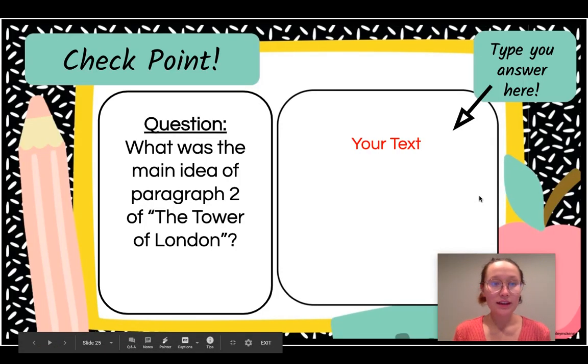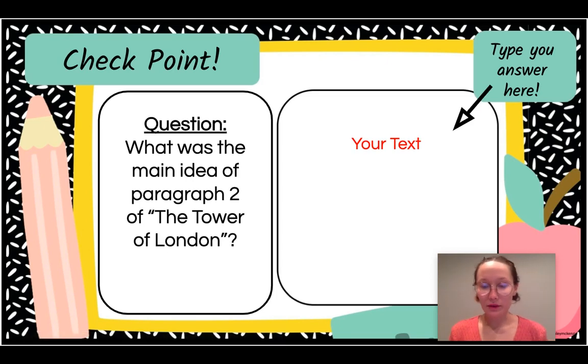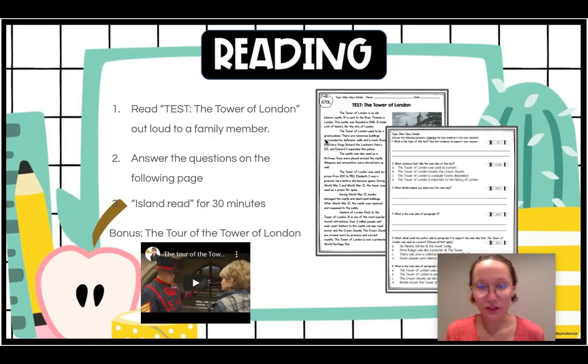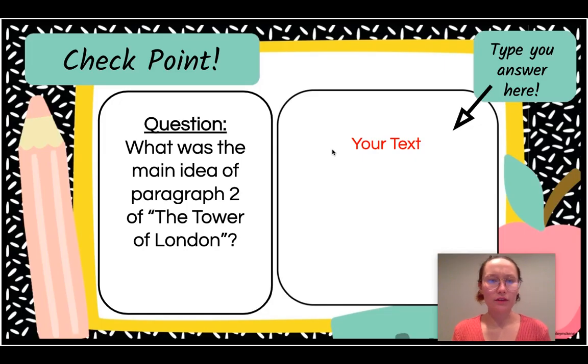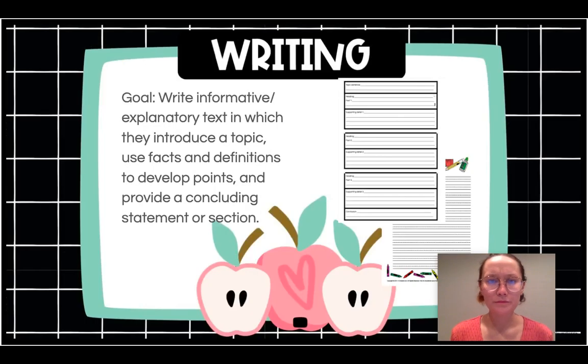right here. It asked, what was the main idea of paragraph 2 of the Tower of London? So I'd make sure to look at paragraph 2. I'd look for that second indent, 1, 2. I'd read that second paragraph again and think, what is the main idea of just that paragraph? And answer that here, or speak using that recording tool that we talked about yesterday.